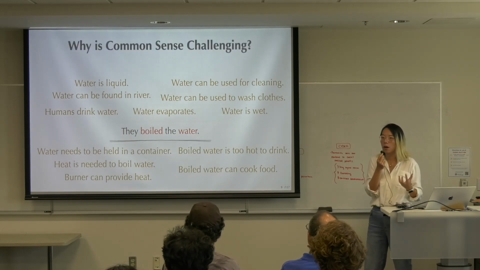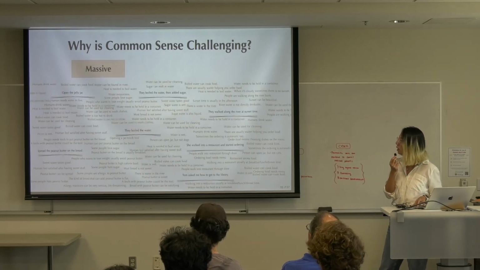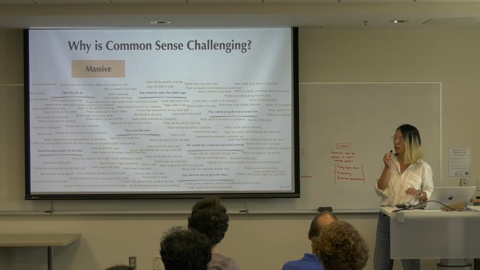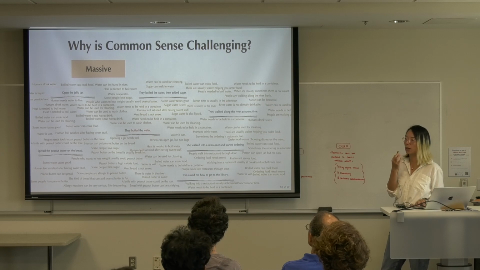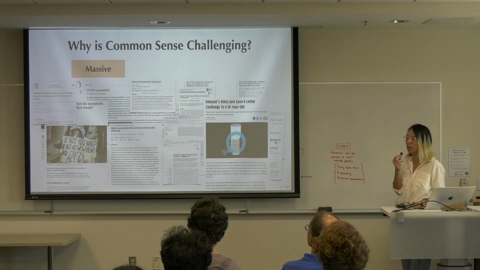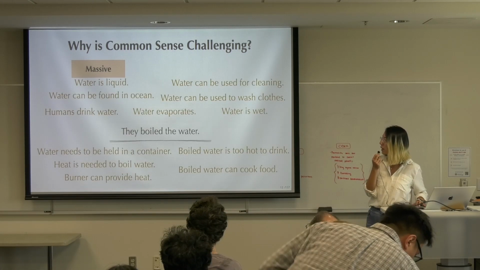And then why is this common sense knowledge especially challenging for machines to have? One reason is because the knowledge we have for that one single sentence is massive. And when we have multiple sentences, the knowledge is just simply too much. Not to mention the amount of text we're interacting with the machine every day. So it's a massive amount of knowledge.